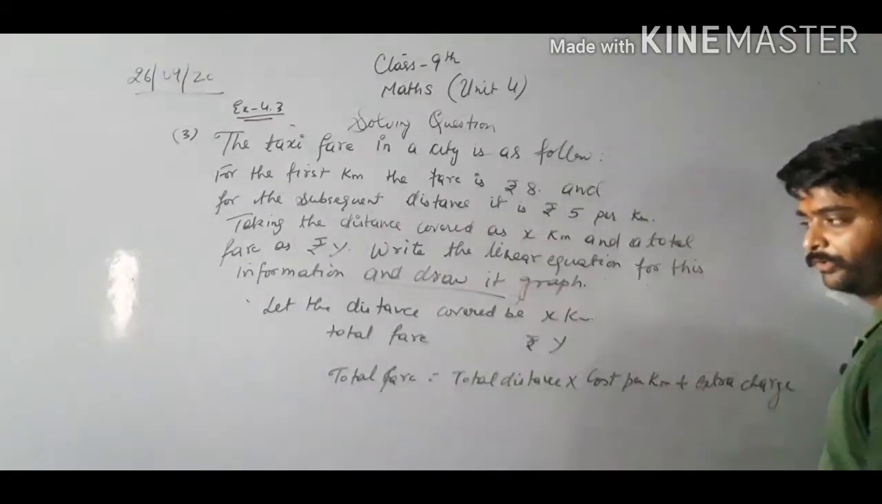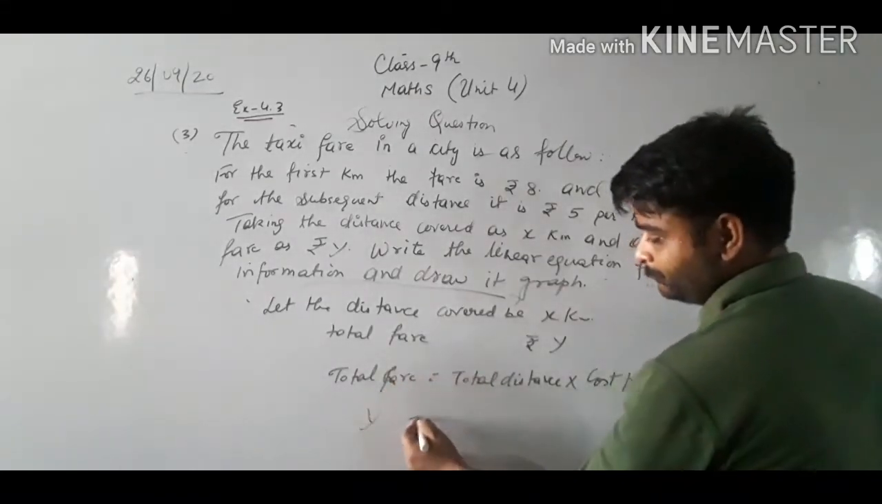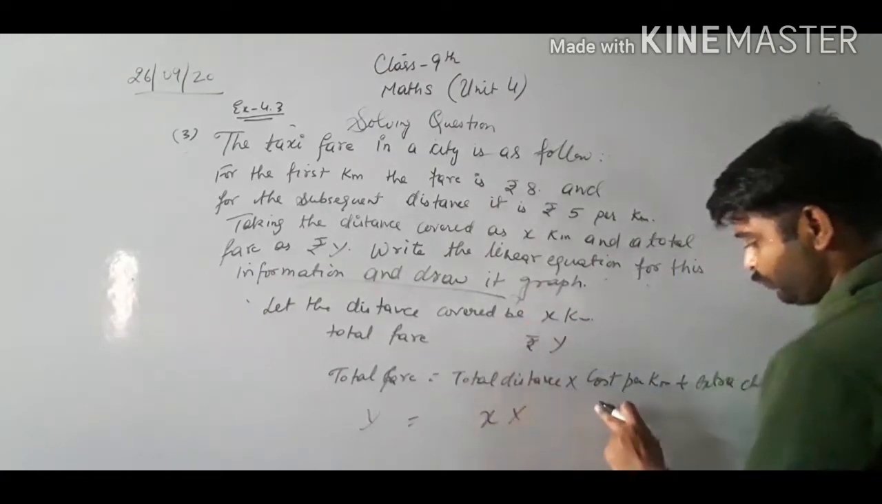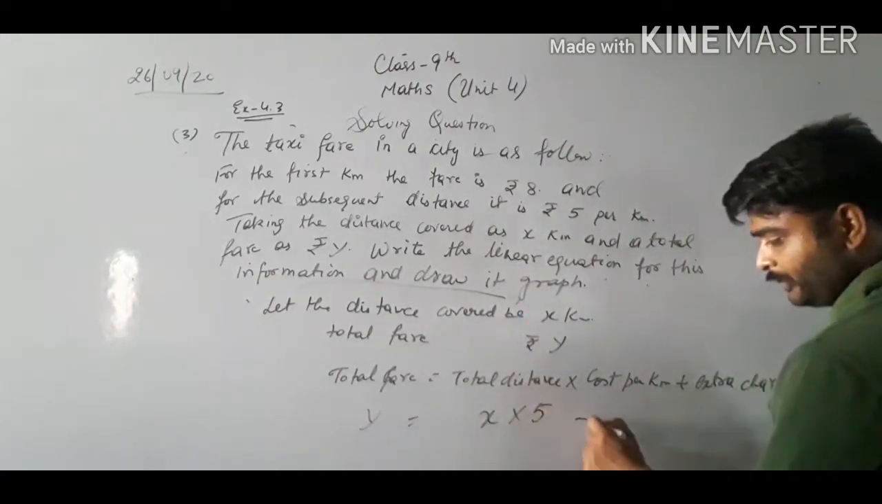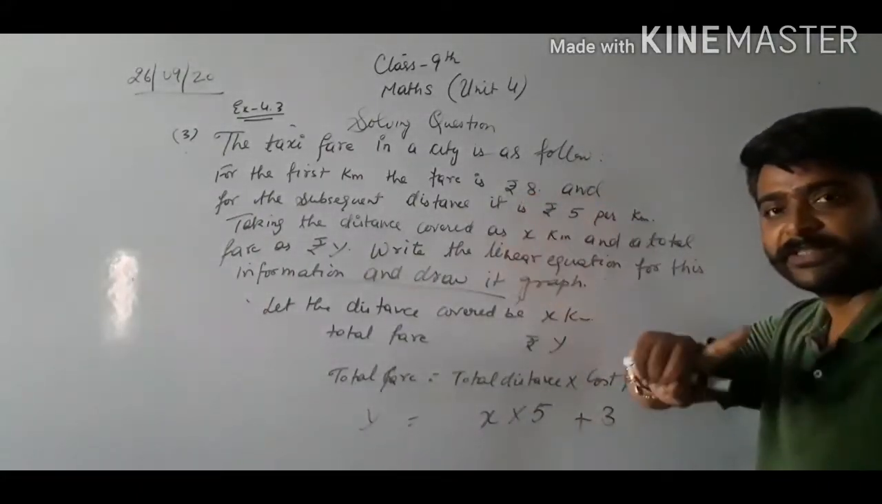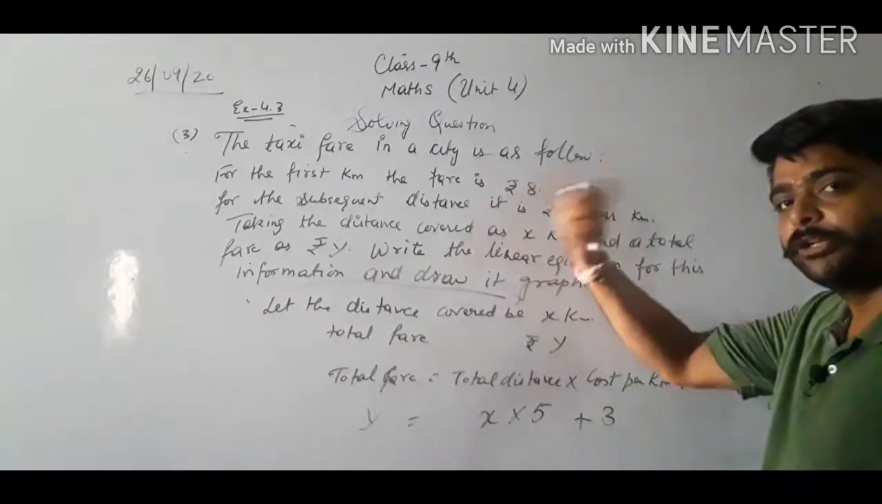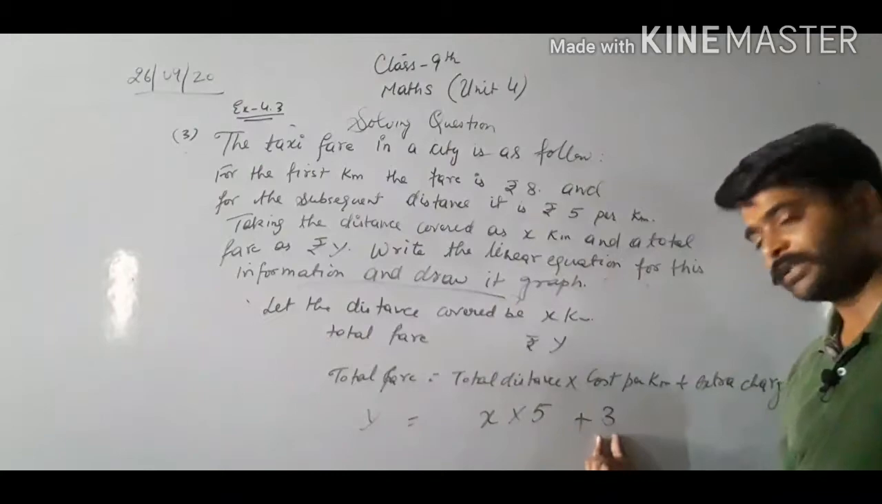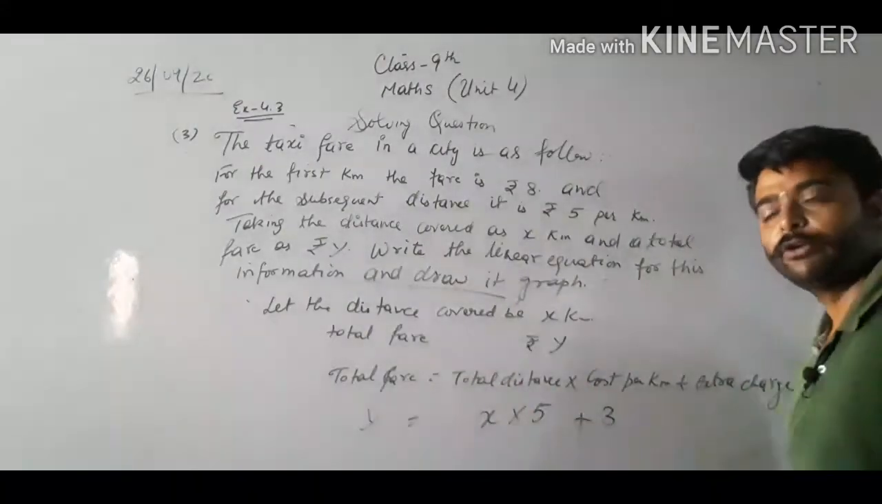Extra charge. Okay. Total fare is y. Total distance is x. Cost per kilometer is 5. Total amount paid is 3. In the starting they paid 3 rupees extra, so 8 rupees they had to give. So for the first kilometer they are paying 3 rupees extra, and the remaining they are giving 5 rupees each.